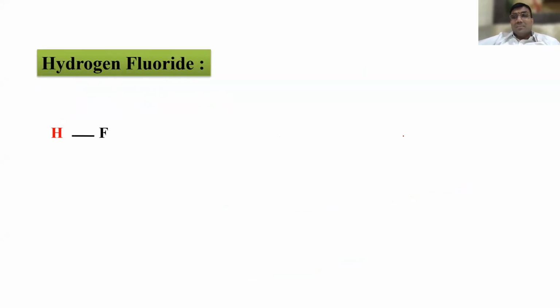So HF: 2.1 and 4.0. What is the difference? 2.1 and 4.0, the difference is 1.9. So XA minus XB is greater than 1.7. It is ionic. You have studied this in the previous session. I hope you understood.